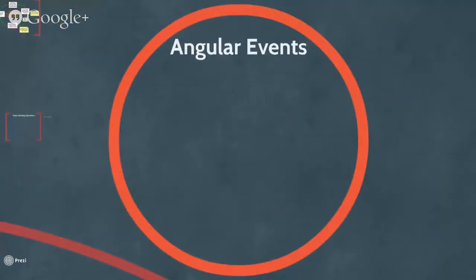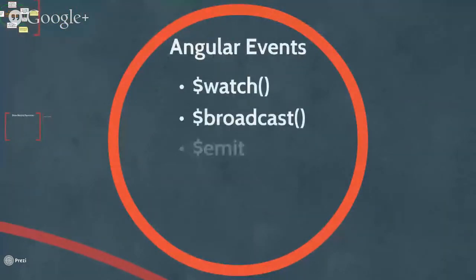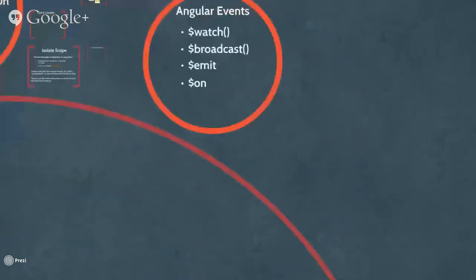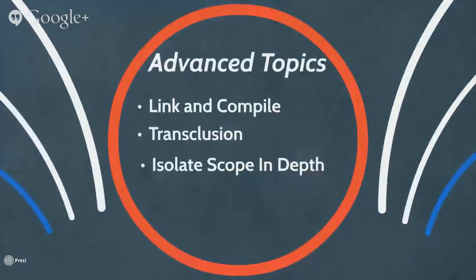The next thing we'll talk about is Angular events: watch, broadcast, emit, on. I'll get deep into the watch, but I'll go only slightly over broadcast, emit, and on just because we don't have time. They're really not that hard to understand. It would be easier for you to try an example with them than for me to just talk about them. And the advanced topics like compiler, transclusion, and isolate scope in depth. We'll go over a little bit of isolate scope, but I'm not going to go too terribly in depth with it. You'll see an example in the demo that I have.